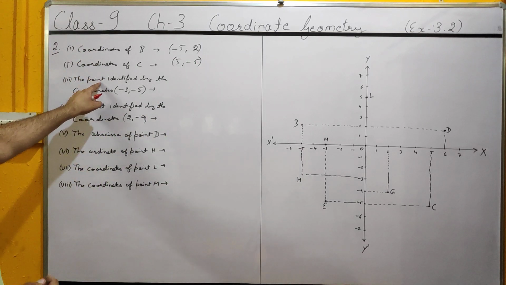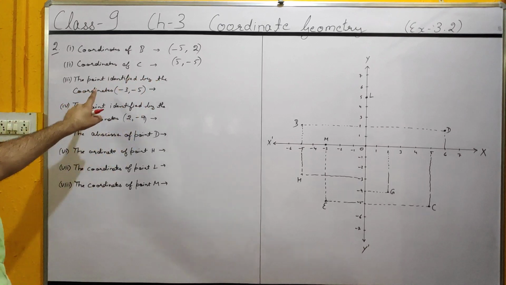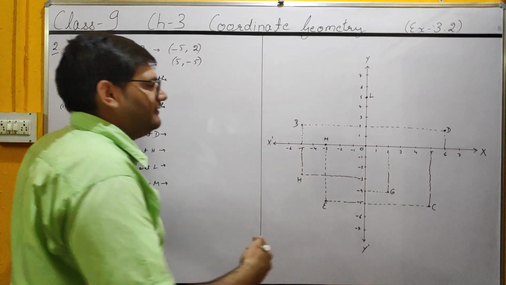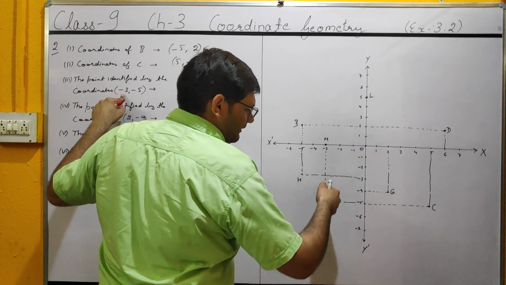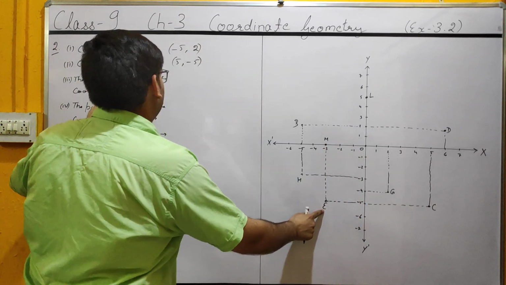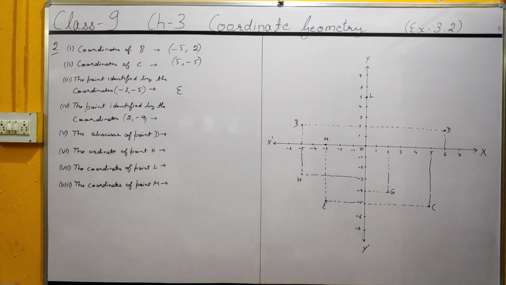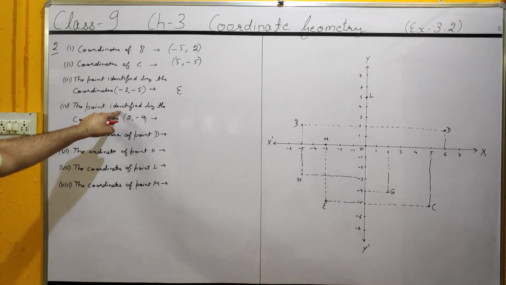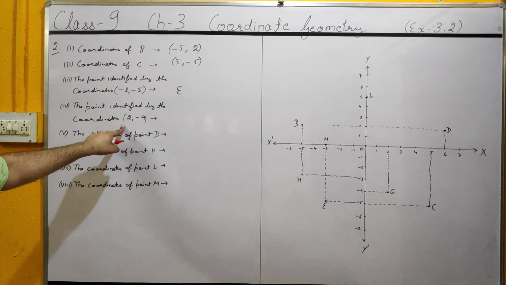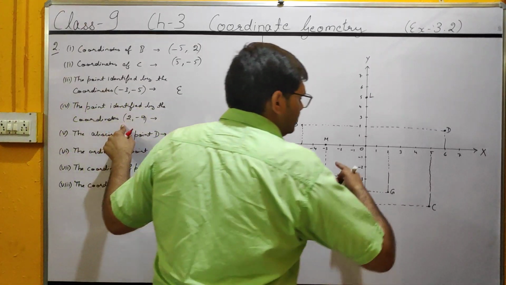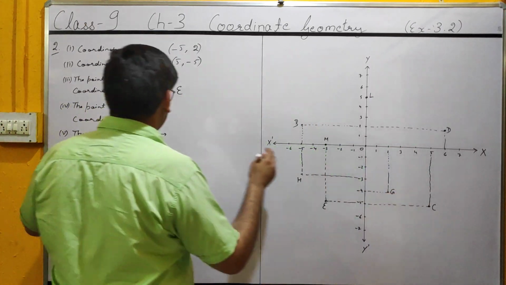Next, the point identified by the coordinates -3 and -5. -3 and -5. So what is the point? This is E point. So E is the answer. Now, the point identified by the coordinates 2, -4. This is 2 and this is -4. This is G.